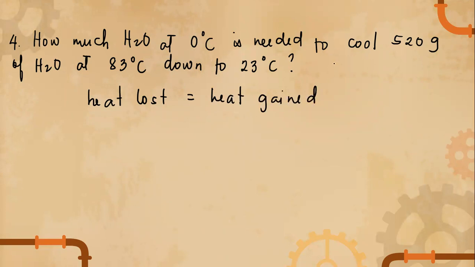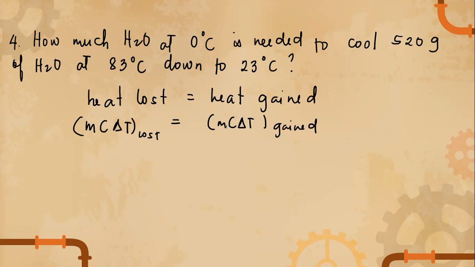Since both are water, we can cancel this. Remember that the heat loss is MC delta T, which is for the loss, and MC delta T for the gain. Since both are water, we can cancel now the specific heat. Therefore, we have the mass for the first, 520 grams times 83 minus 23, then equal to the unknown mass times 23 minus 0, which is 23 for the temperature.